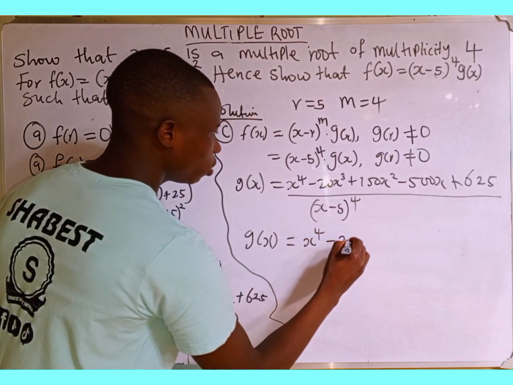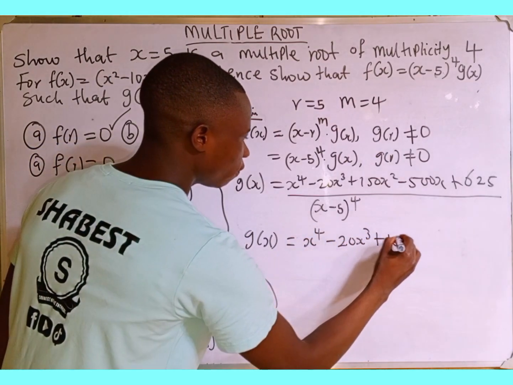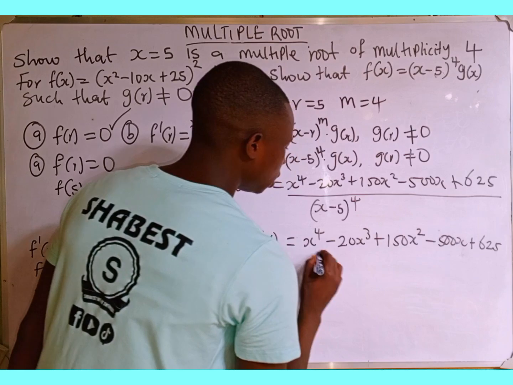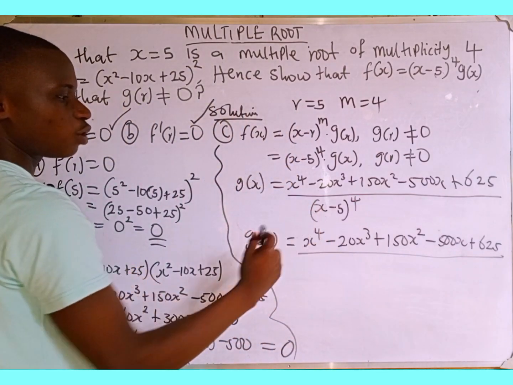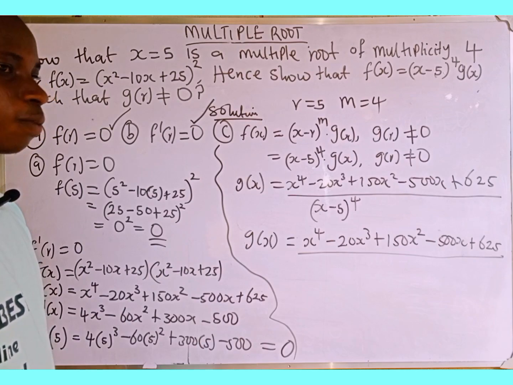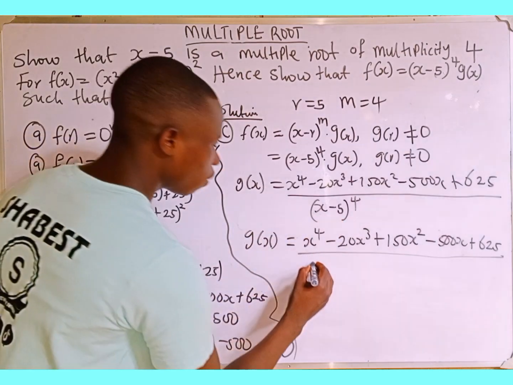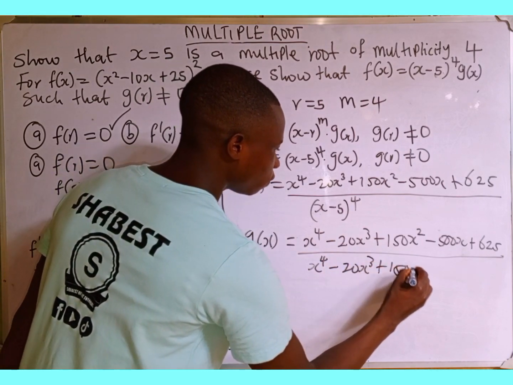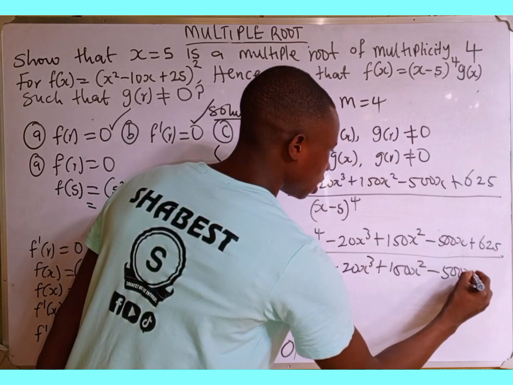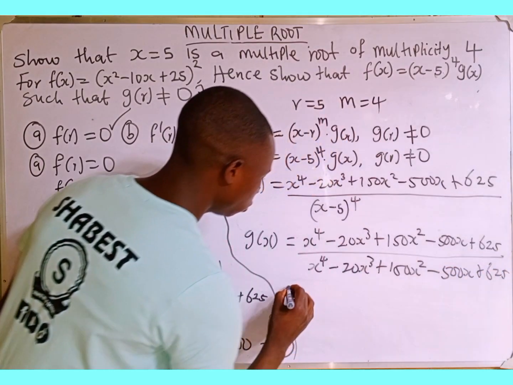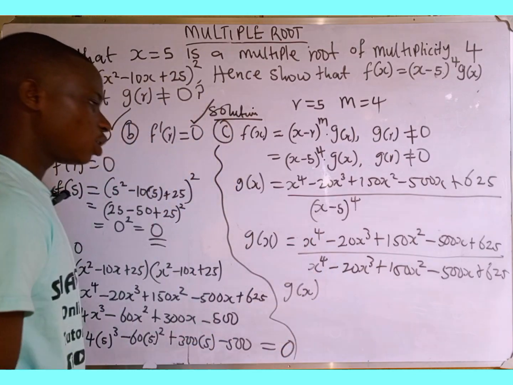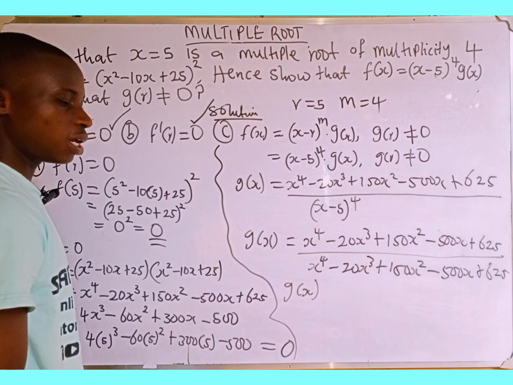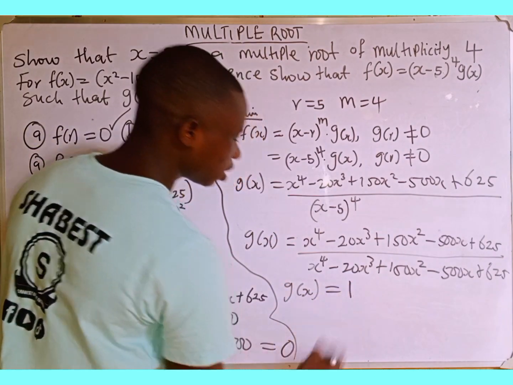x to power 4 minus 20x to power 3 plus 150x to power 2 minus 500x plus 625 divided by, if you expand this, x minus 5 multiplied by x minus 5 multiplied by x minus 5 in 4 places, we are going to have what? x to power 4 minus 20x to power 3 plus 150x to power 2 minus 500x plus 625. Then we notice that the numerator is the same as the denominator. And when two terms are the same and they are dividing each other, it is equal to 1. So therefore, g of x is equal to 1.